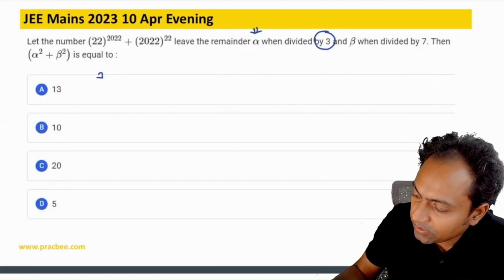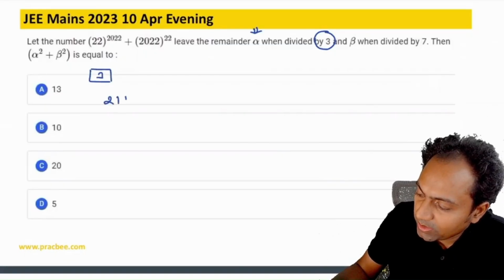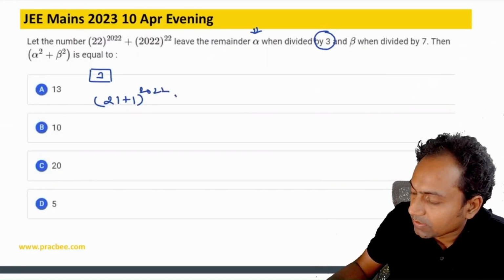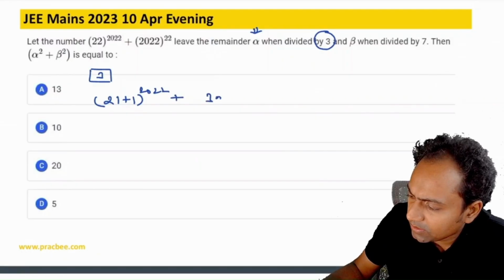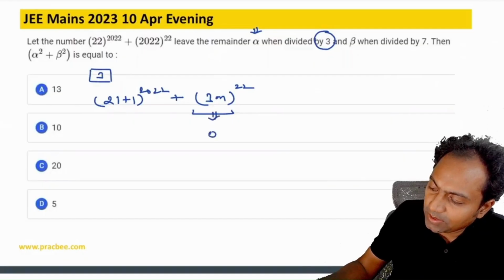So let us see for 3 first. So for 3, 2^2022 can be written as (21 + 1) raised to the power 2022. And this second part is nothing but a multiple of 3. So we can write this as (3m) raised to the power 22. So this is already a multiple of 3. So from here the remainder is 0.